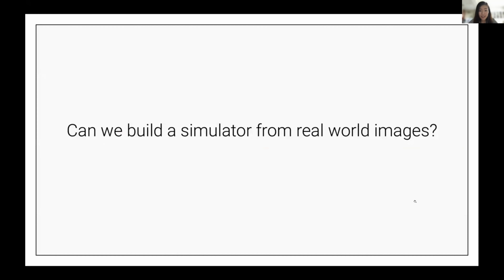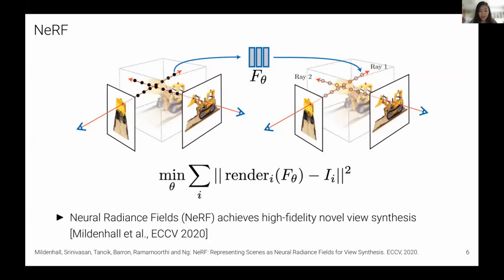So the key question we want to ask in this talk is, can we build a simulator from real world images that has no domain gap to the real world and has full controllability? Recently, the advances of NeRF have achieved super impressive performance on novel view synthesis. I'm sure that many of you are familiar with NeRF. Just as a short recap, NeRF represents the scene using a single MLP denoted as f theta here. It takes as input a 3D location in the world, as well as the viewing direction of the camera, and outputs RGB and the density.